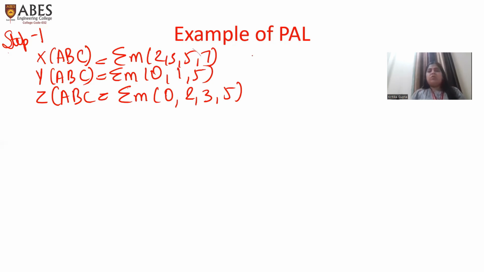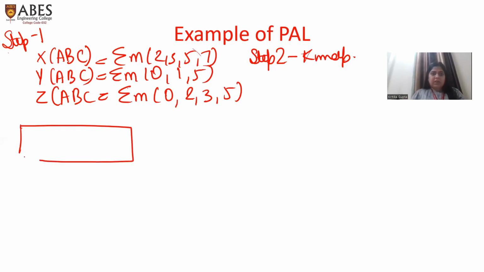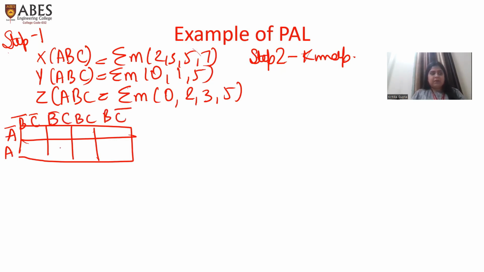Now, step 2: from these minterms, I am trying to derive the minimal SOP. How will we get the minimal SOP? I have already discussed it in the PLA lecture. For finding the minimal SOP, we make K maps. With the help of the K map, we minimize it. Next step is the K map. For X, I am making the K map of three variables, total 8 cells: A bar, A, B bar C bar, B bar C, BC, and BC bar.